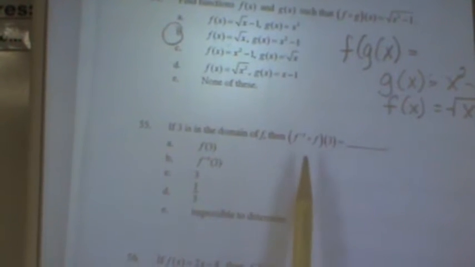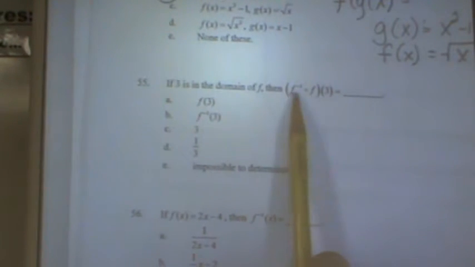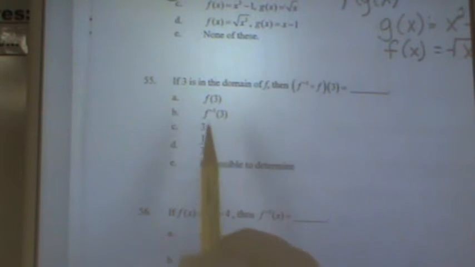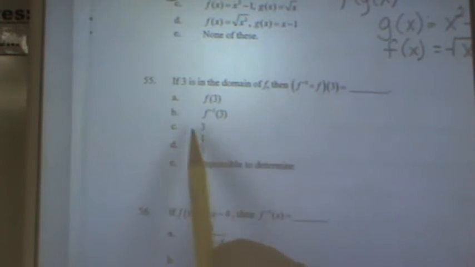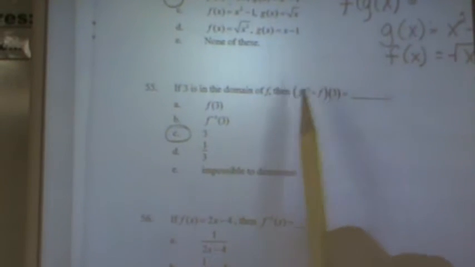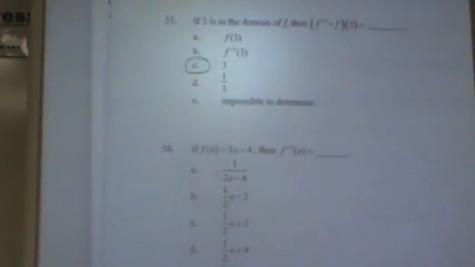So if we have two functions that are inverses of each other and 3 is in the domain, we would say that the result would end up being 3. We did this with x. If you did the inverse of them, you would get x.